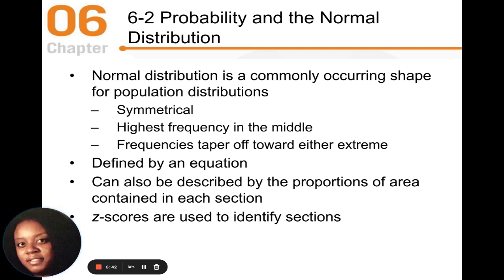Now let's go on to 6-2, which is probability and the normal distribution. The normal distribution is a commonly occurring shape for population distributions. It's symmetrical, with most of the data being in the middle, with the lower frequencies tapering off towards the extremes. It can be described by an equation and can also be described by the proportions of area contained in each section. Z-scores are used to identify the different sections of the normal distribution.